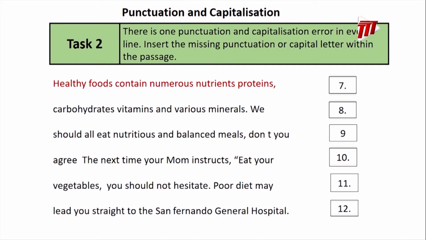We're reading it again. Healthy foods contain numerous nutrients, proteins, carbohydrates, vitamins, and various minerals. We should all eat nutritious and balanced meals. Don't you agree? The next time your mom instructs, eat your vegetables, you should not hesitate. Poor diet may lead you straight to the San Fernando General Hospital.